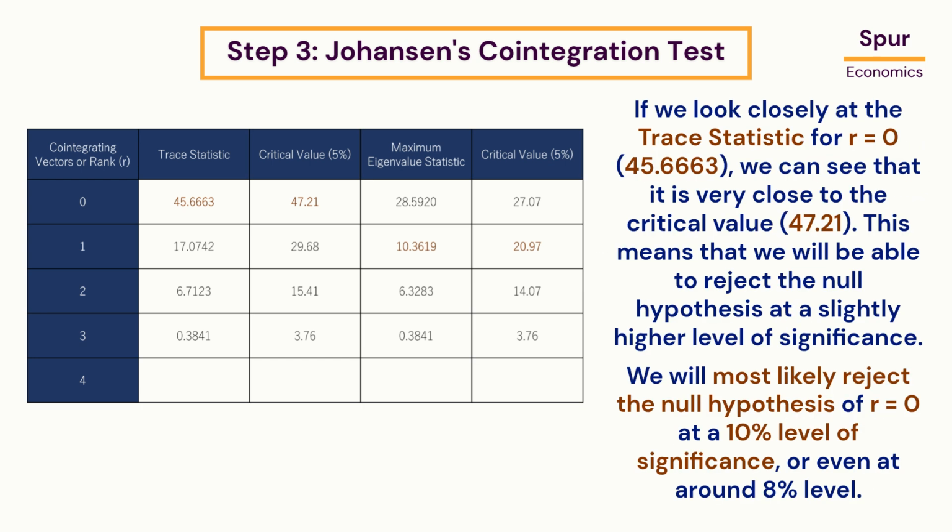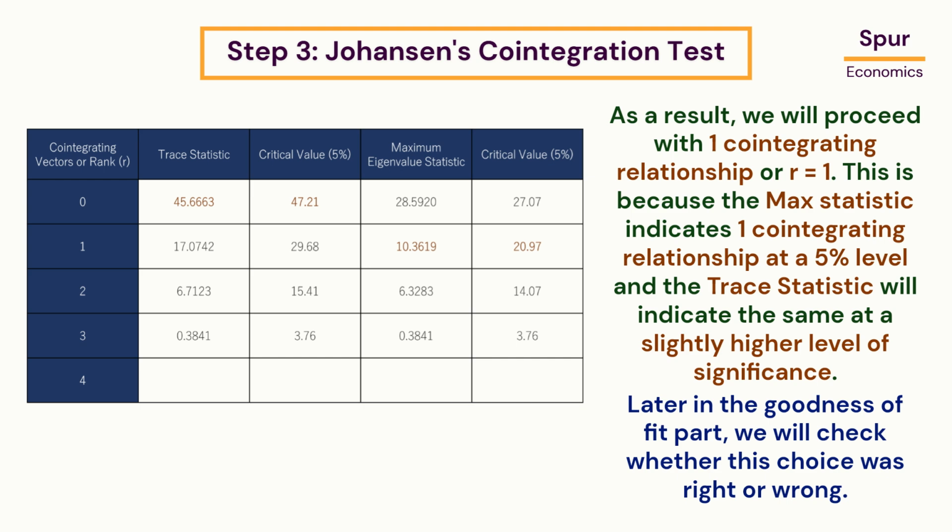If we look closely at the trace statistic for R equals 0, we can see that it is very close to the critical value. This means that we will be able to reject the null hypothesis at a slightly higher level of significance. We will most likely reject the null hypothesis of R equals 0 at a 10% level of significance, or even at around 8% level. As a result, we will proceed with one cointegrating relationship, or R equals 1.